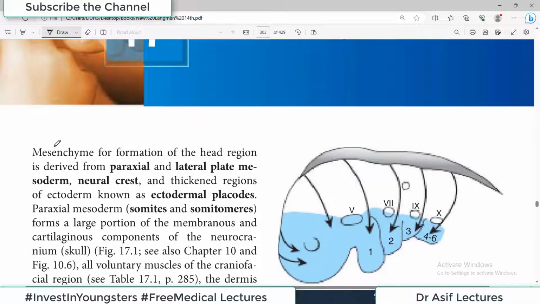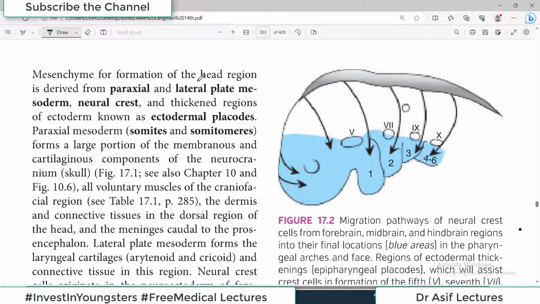तो here it comes. Now the mesenchyme for the formation of head region is derived from, obviously the head region will be formed by different structures, and the mesenchyme, which is the primary cellular architecture which will form the head structures, और ये drive होता है basically from the paraxial and the lateral plate mesoderm, the neural crest cells and the thickened regions of the ectoderm, which are called the ectodermal placoids.